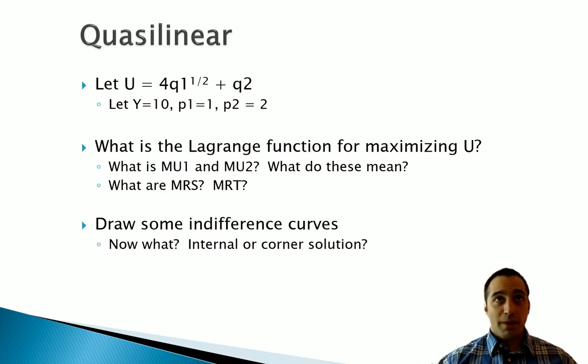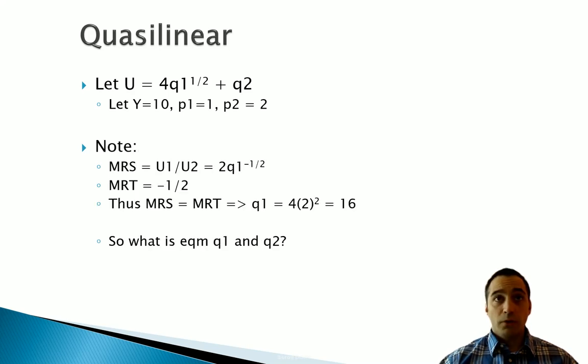So, let for a minute utility be given by 4 root q1 plus q2. Let's let our budget be given by, we have $10, good 1 costs $1, and good 2 costs $2. Take a moment, refresh yourself, write down the Lagrange function that would give us the maximization of this utility function subject to our budget, find marginal utilities 1 and 2, ask yourself what these marginal utilities mean, find MRS and MRT, and after that, roughly draw some indifference curves and see what you find.